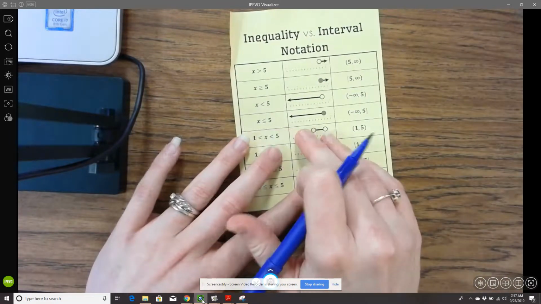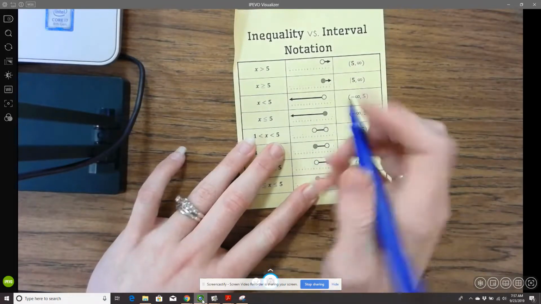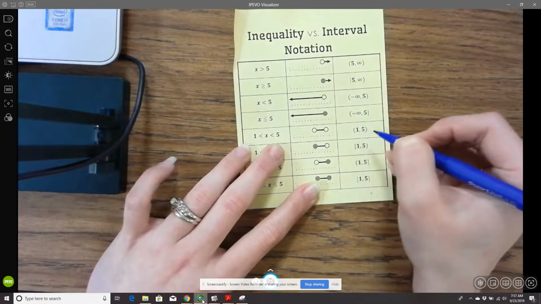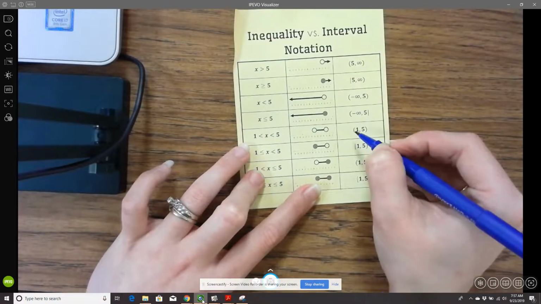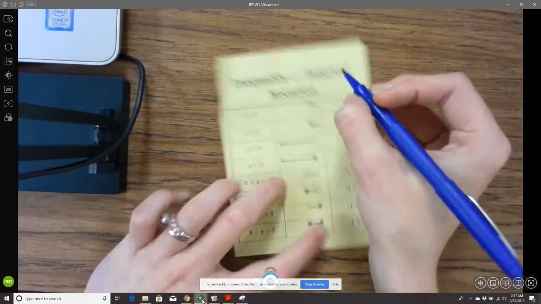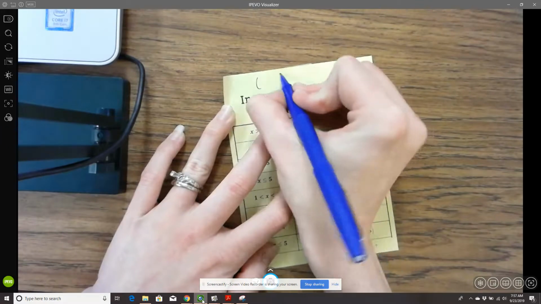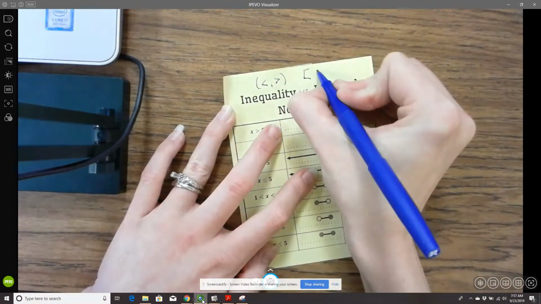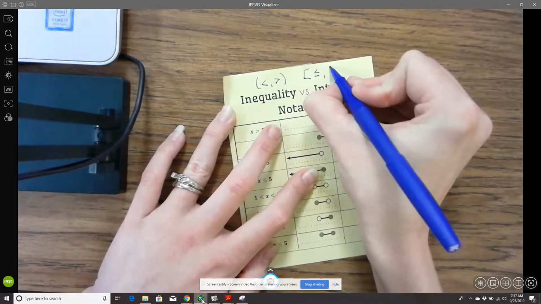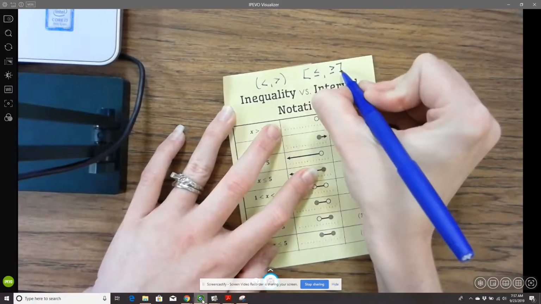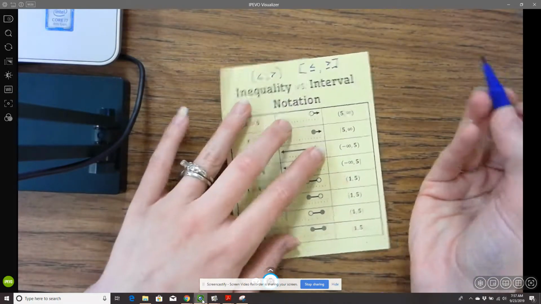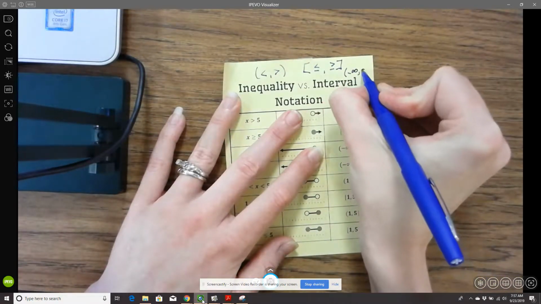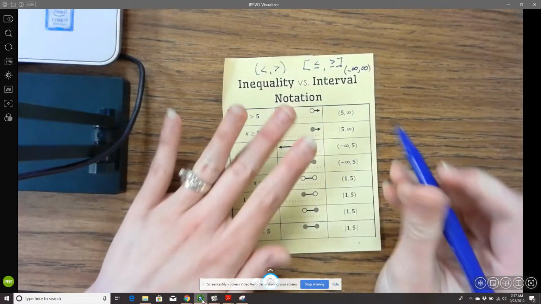And then in situations like we talked about down here, where we'd have two open circles, we'd use two parentheses, and X is going to be in between 1 and 5. So you're going to use parentheses for less than or greater than, and you're going to use brackets for less than or equal to and greater than or equal to. And then for infinity, you always use parentheses. So we've got negative infinity and positive infinity.